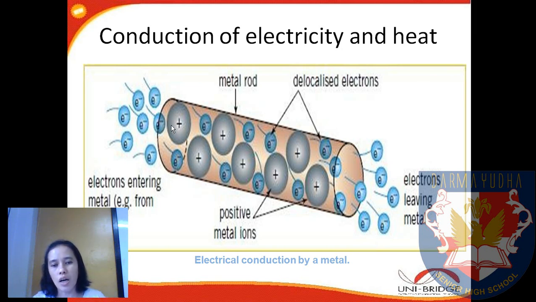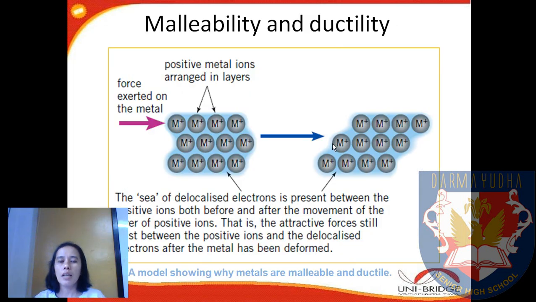Electrons carry charge from one part of the metal rod to another part of the metal rod. Now, take a look at why metal atoms are malleable. Layers of positive ions can slip over one another without disrupting the metallic bonding. That's why metallic bonding is called non-directional, and it makes metal malleable.